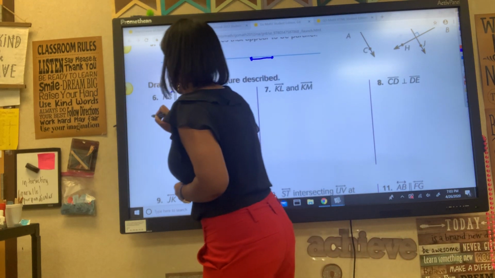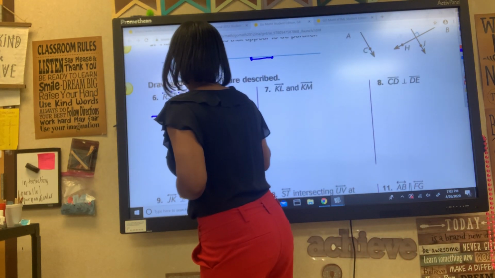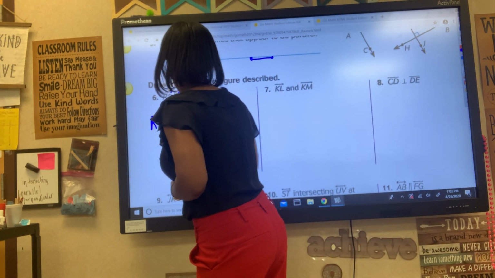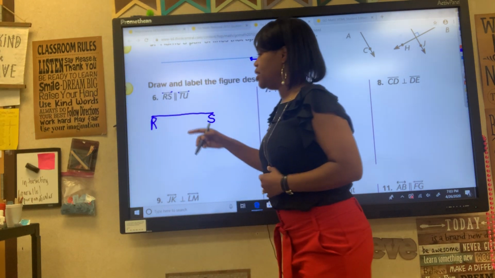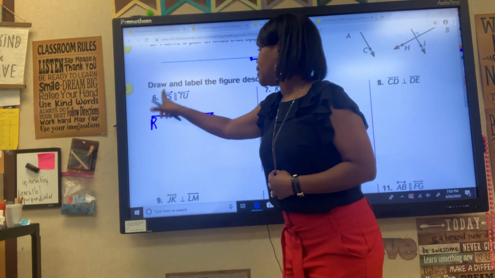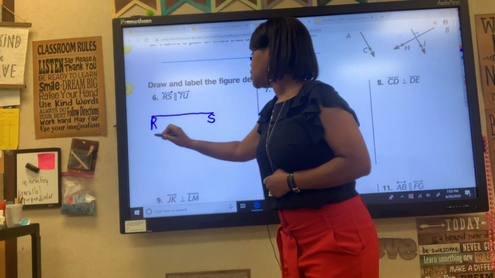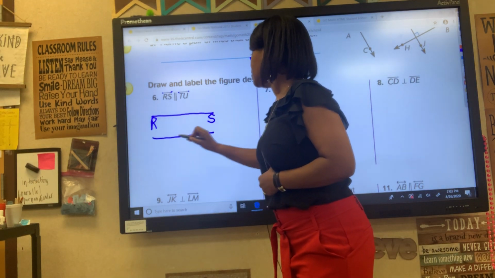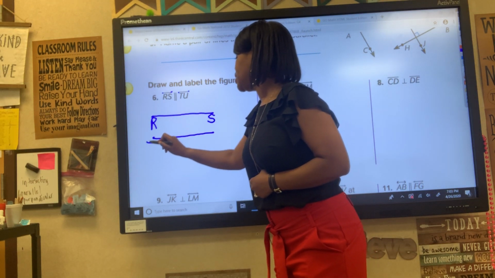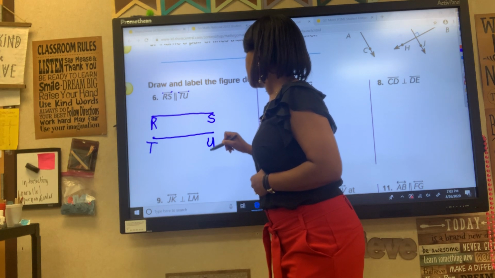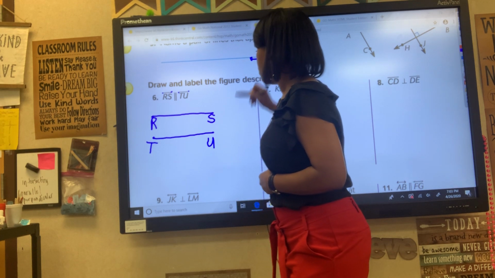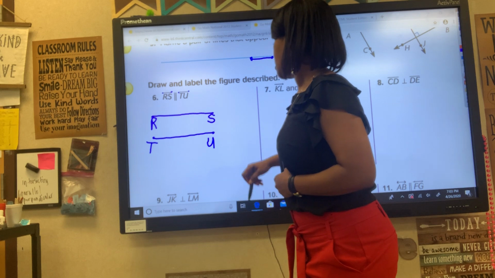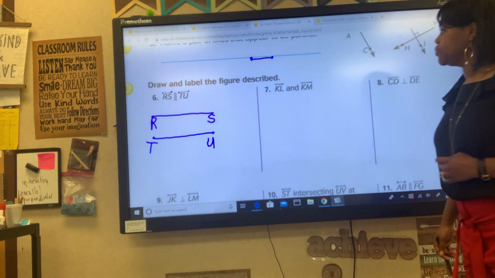So I'm going to draw line segment RS. The 2 ends are called my points. Line segment RS parallel to line segment TU. Okay, or you can draw your lines vertically.